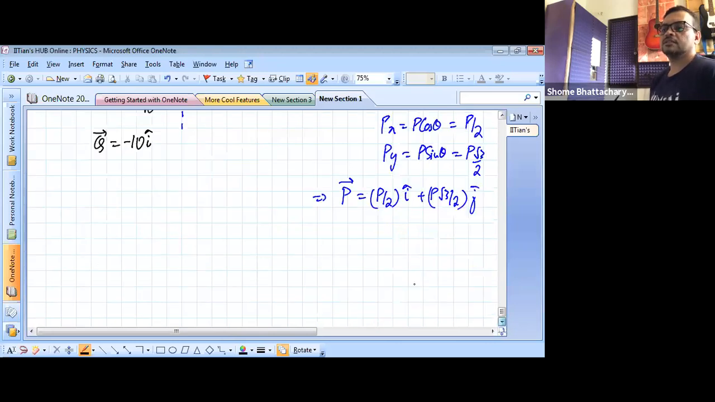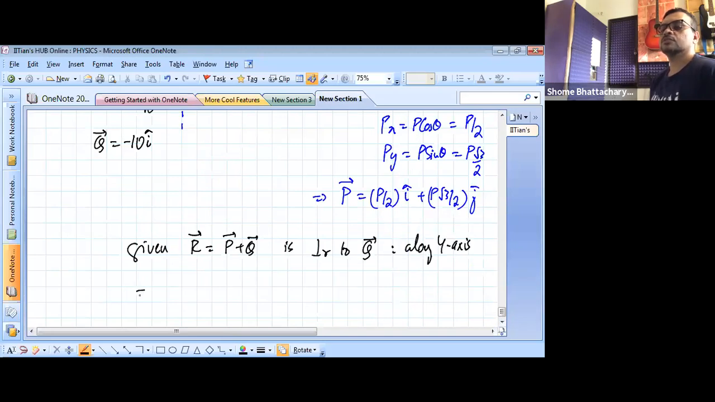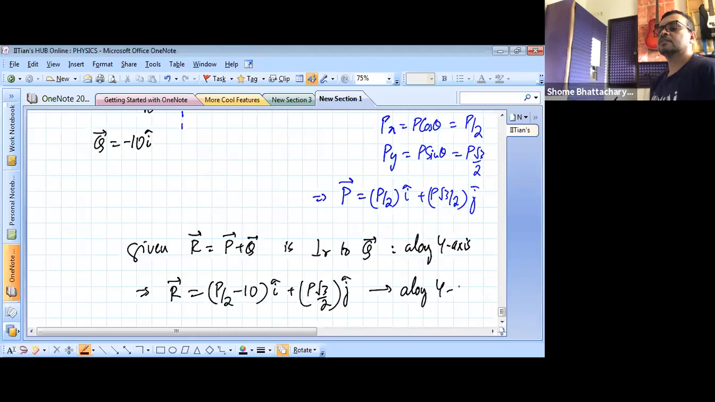So we can just apply that condition. Now, given that the resultant of p and q is perpendicular to q, that means it is along the y-axis. So let's just substitute this. This resultant will be, now we are adding this vector with this vector. So the x component will be p by 2 minus 10 i cap, and the y component will be p root 3 by 2 plus 0, because q doesn't have any y component, j cap. So this should be along the y-axis.